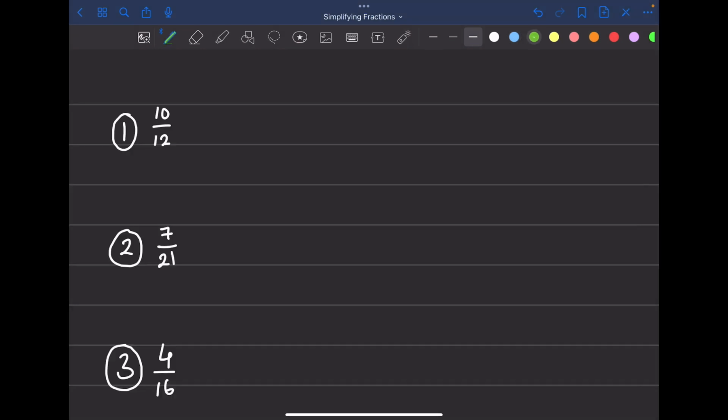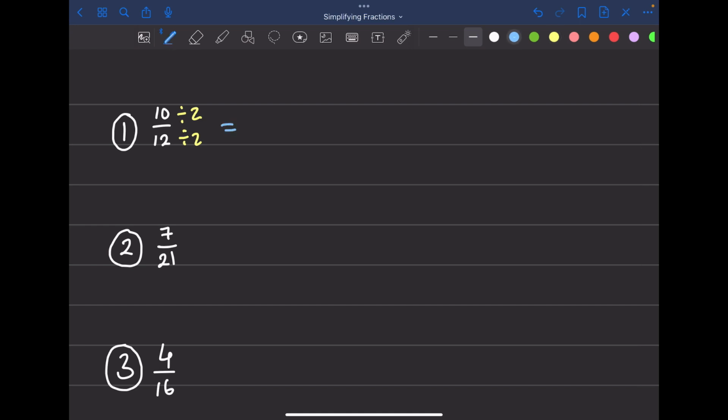Okay, for question number 1, we have 10 over 12. First off, I can notice that they're both even numbers. Once again, that should always be your first thought. Look at both the numerator and denominator. If they are both even numbers, that means you can already divide both of them by 2 like this. That should always be your first thought, and that should always be the first thing you are looking for.